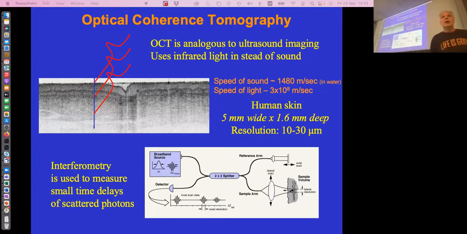And so, by making use of interferometry, I can slow down this echo process and still measure with light the equivalent of what I could do with ultrasound.